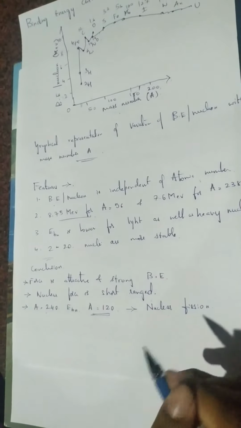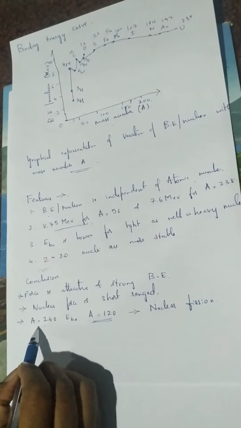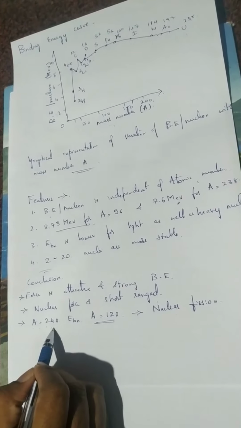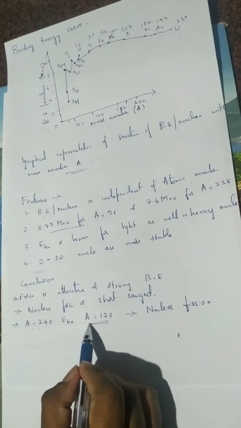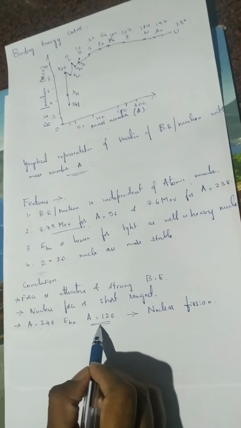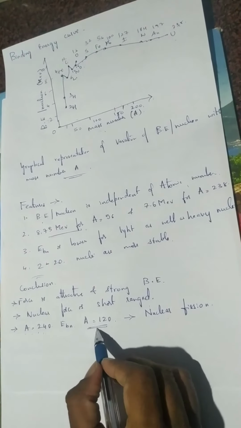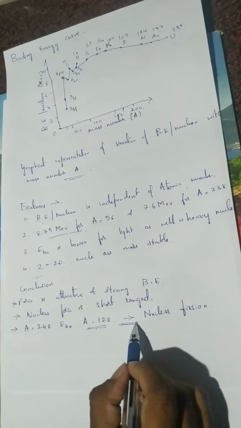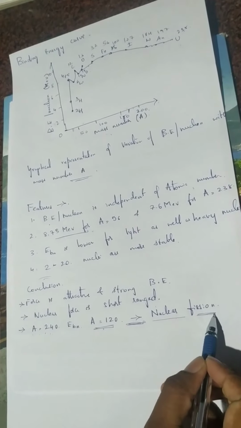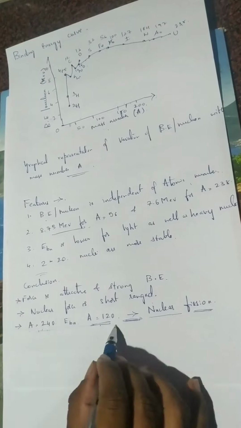Once again I'll repeat this point. A heavy nucleus, with mass number 240, breaks into two nuclei of mass number 120. This indicates that nucleons get tightly bound to each other, therefore energy will be released. That is, it undergoes a process known as nuclear fission. We will be seeing more about this in further classes. Don't worry about this, but you need to note down the point.